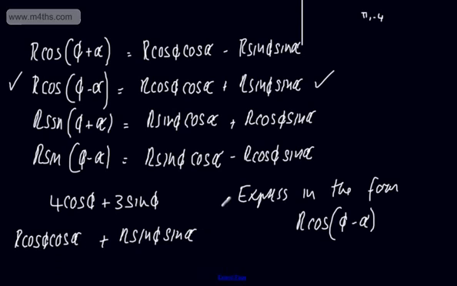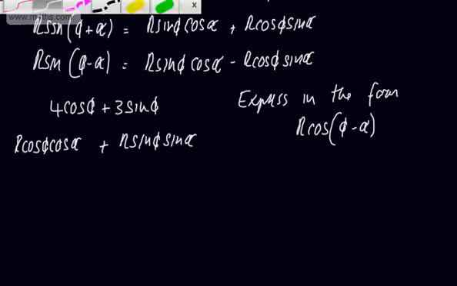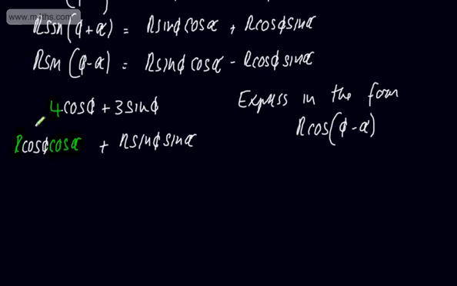At this stage we equate coefficients. If we consider what we've got here, we've got 4 cos theta. If I highlight the 4, and we look here, this is r cos alpha. So all I'm doing is equating the coefficients on the terms in cos theta. Therefore, r cos alpha is equal to 4. If I now look at the expression we have for sine, the coefficient is 3, and we've got sine theta, so r sine alpha will be equal to 3.